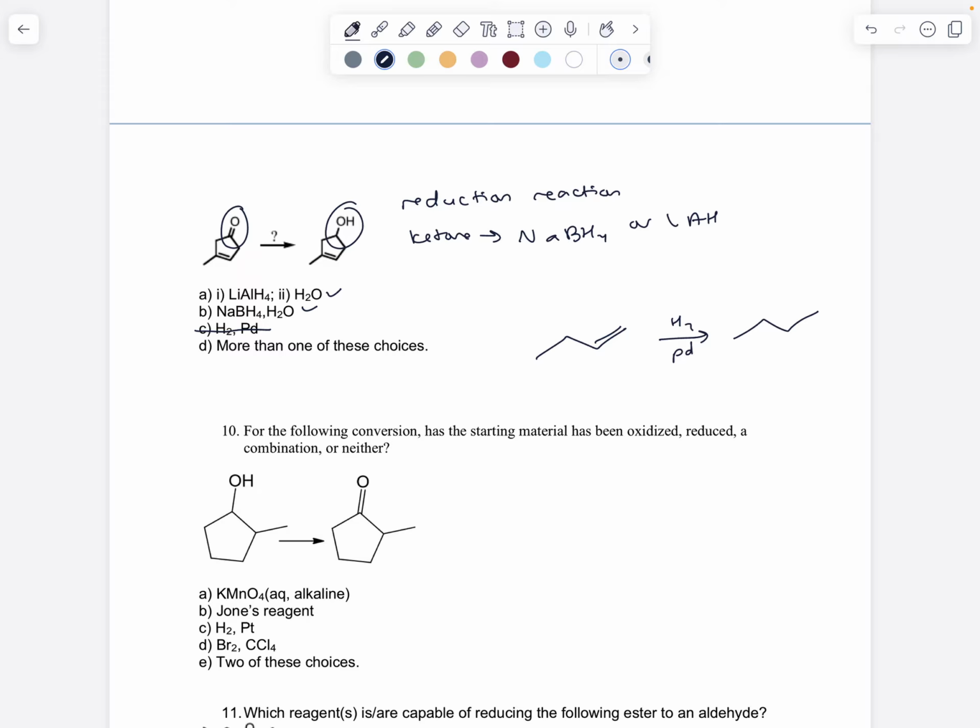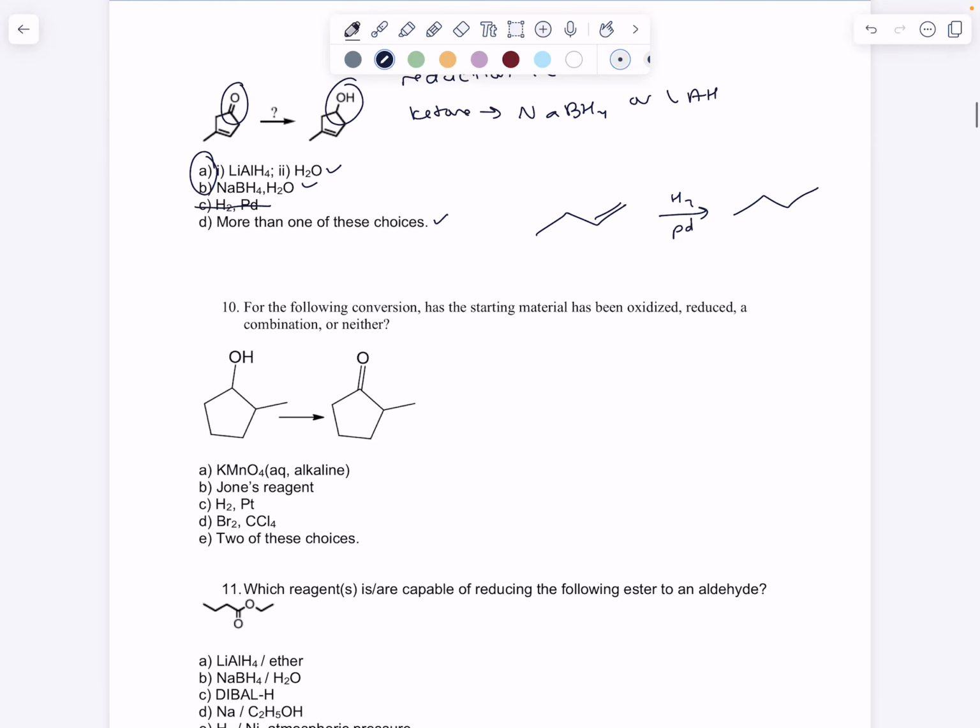And more than one of these choices seems right to me, because for a ketone, we can reduce with any reducing agent. If it was an ester, you could only use LiAlH4. And if it was a carboxylic acid, I guess, and it was trying to get to an aldehyde, you could only use certain reagents for that. So be sure to consider that.